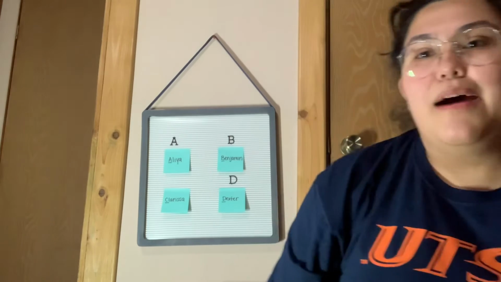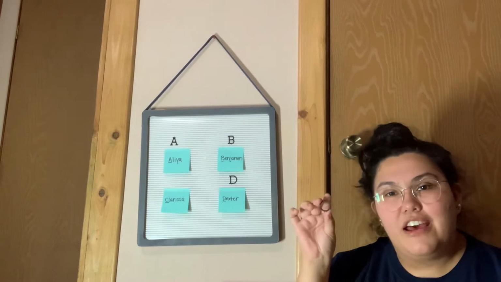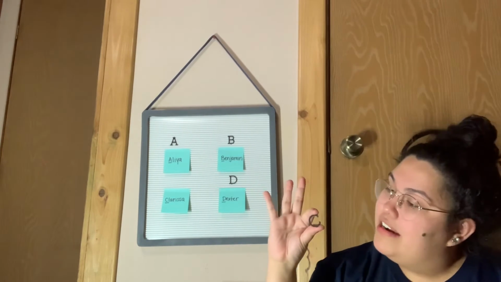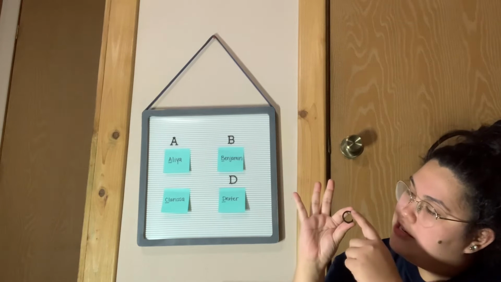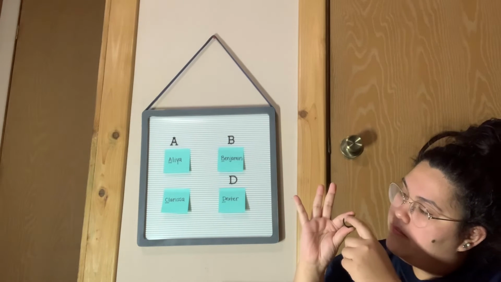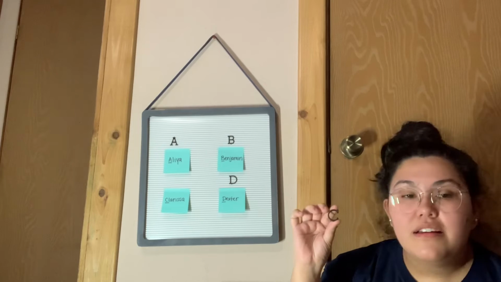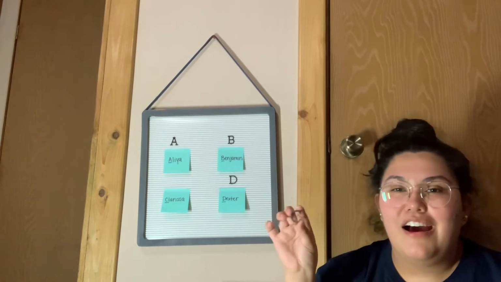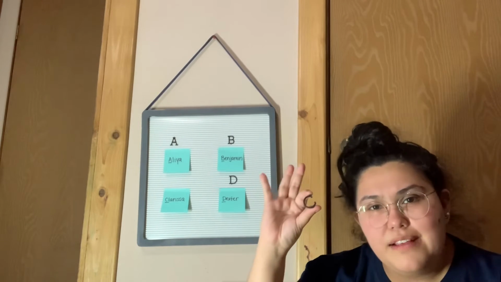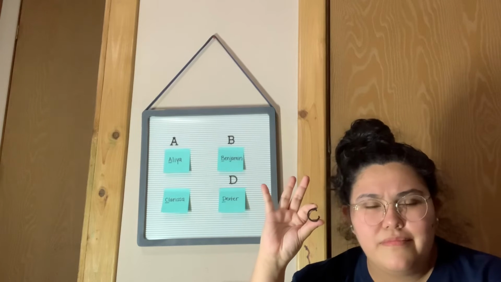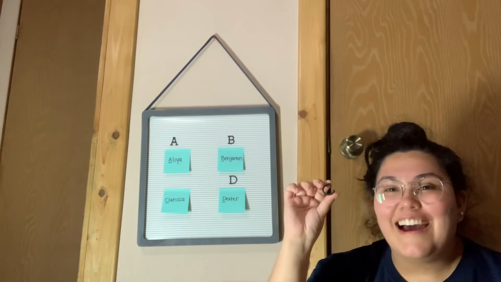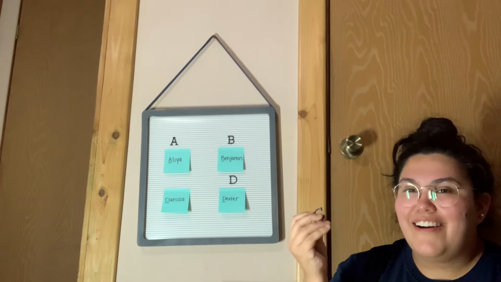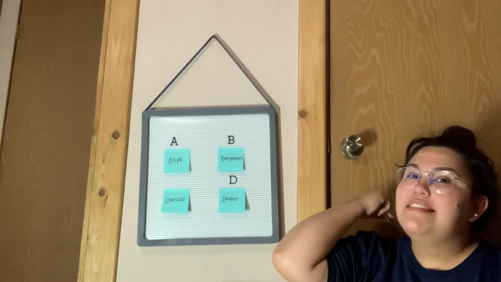All right, good job. Now this is my letter C, and I have the uppercase C. All right, now I want you to take your fingers and I want you to trace it. Good job. Now, does the uppercase C have straight lines or curvy lines? Curvy lines. Good job.